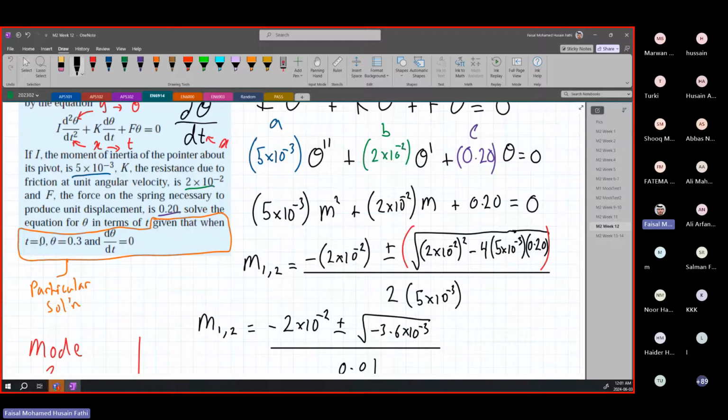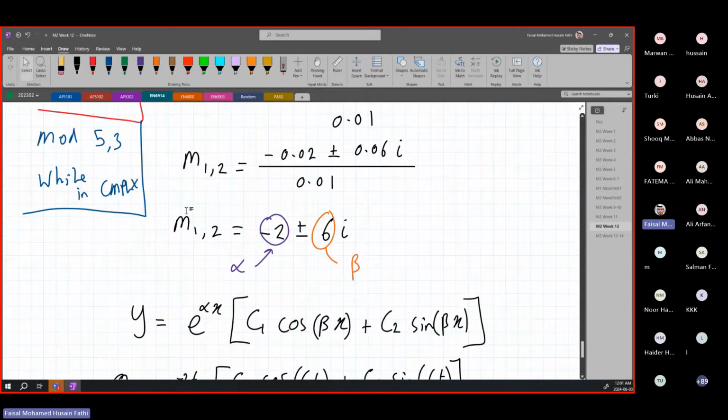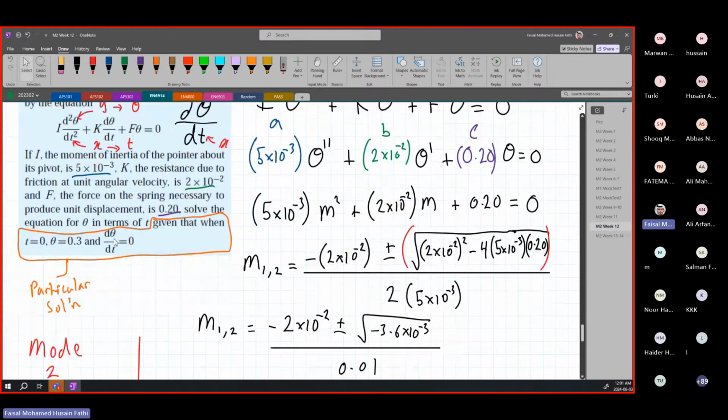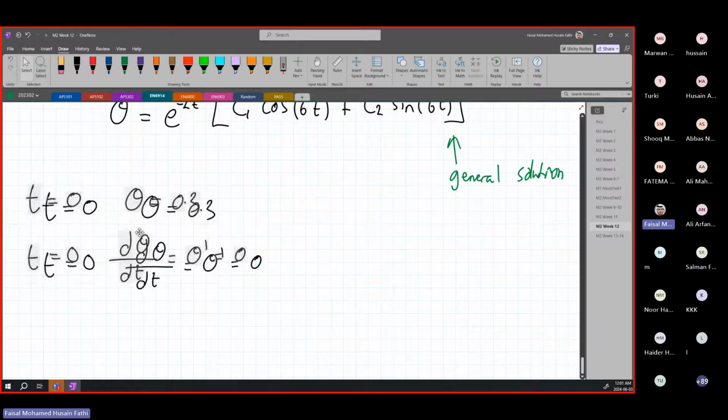They gave us that when t equals 0, theta is equal to 0.3. Let me write that down. So when t is equal to 0, theta is equal to 0.3. And another condition they gave us is that d theta by dt is equal to 0. So our second condition is when t is equal to 0, d theta by dt, or you can say theta prime, is equal to 0. All right? These are our boundary conditions.